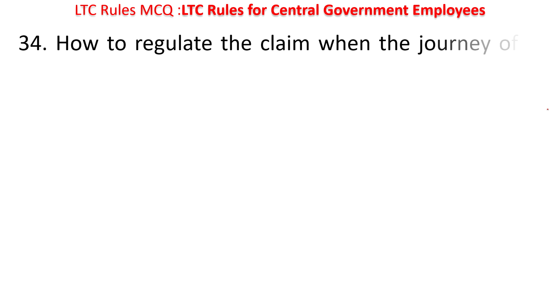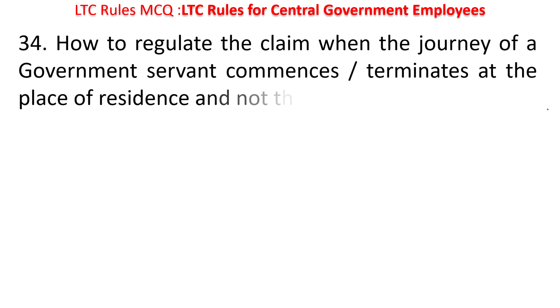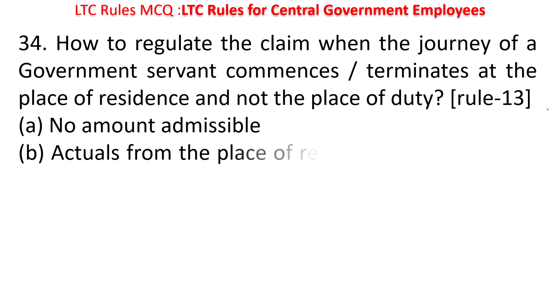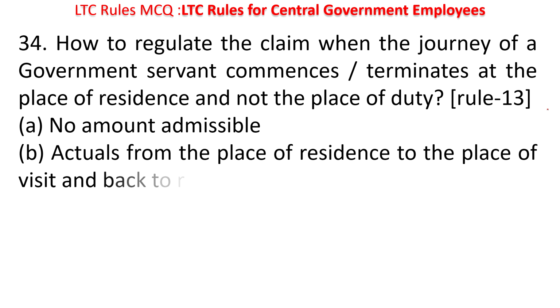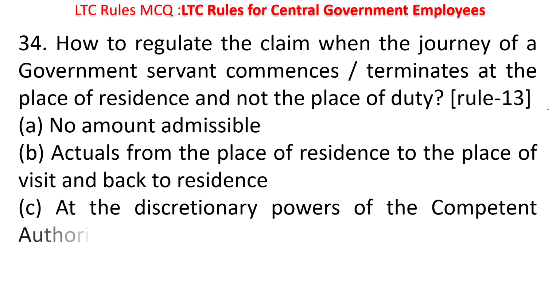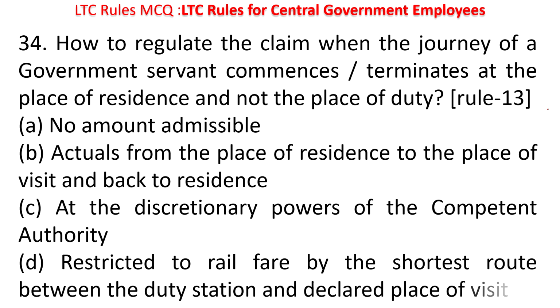How to regulate the claim when the journey of a government servant commences or terminates at the place of residence and not the place of duty? No amount admissible. Actuals from the place of residence to the place of visit and back to the residence at the discretionary powers of the competent authority. Restricted to rail fare by the shortest route between the duty station and declared place of visit. Your time starts now. Please post your answer in the comment section.